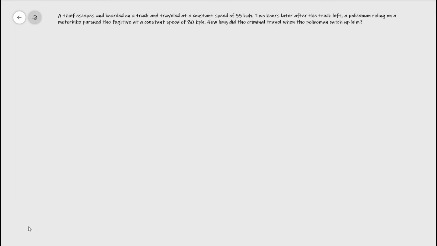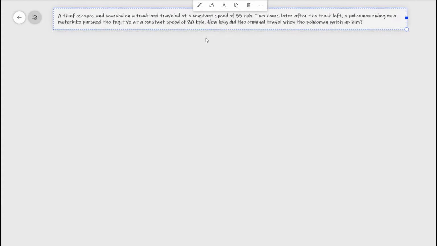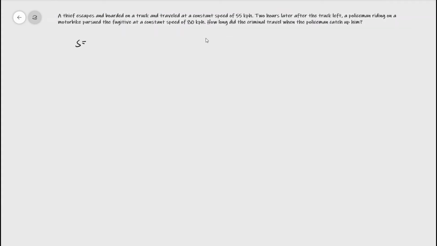Okay. Now from the initial problem again, since the thief has a constant speed, we will be using this formula for constant speed. We have S is equal to Vt. Okay. Now again here, let's say this will be for the thief, let's say S sub 1 for the thief, then the velocity of the thief, and t sub 1.